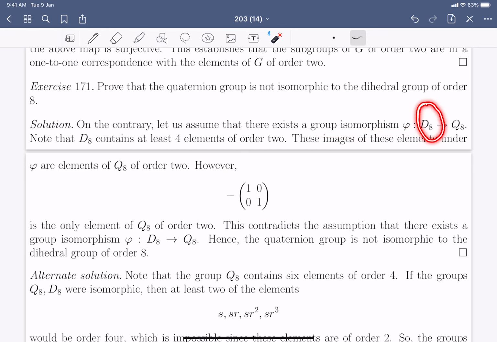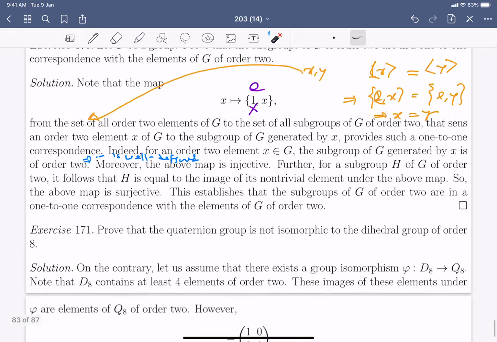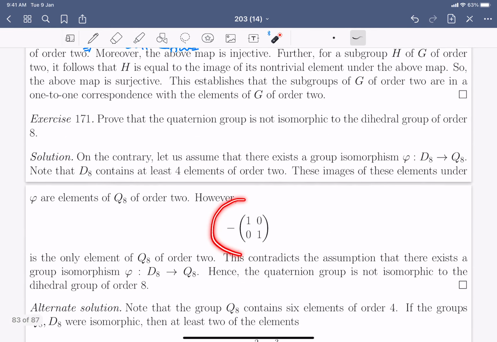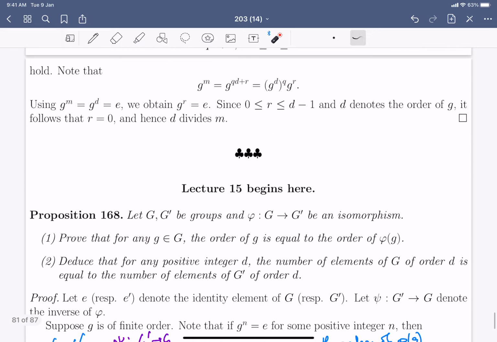So inside the dihedral group D8, the number of elements of order 2 is at least 4. In fact, it is 5, as you know. On the other hand, inside Q8, if you compute the orders of these elements, you can see that only this element has got order equal to 2. So this leads us to a contradiction when you apply the first proposition, the proposition that we discussed.